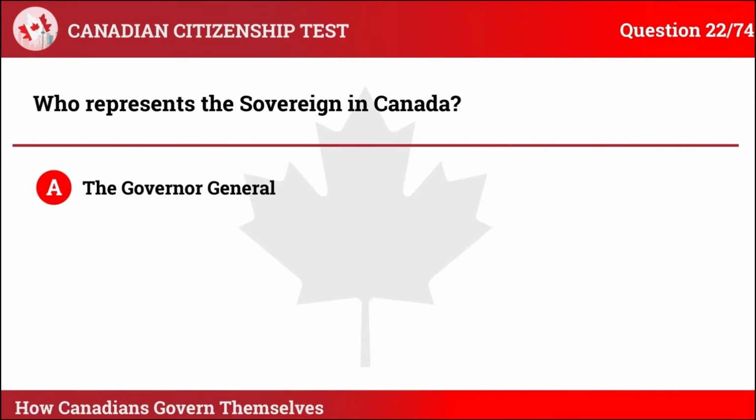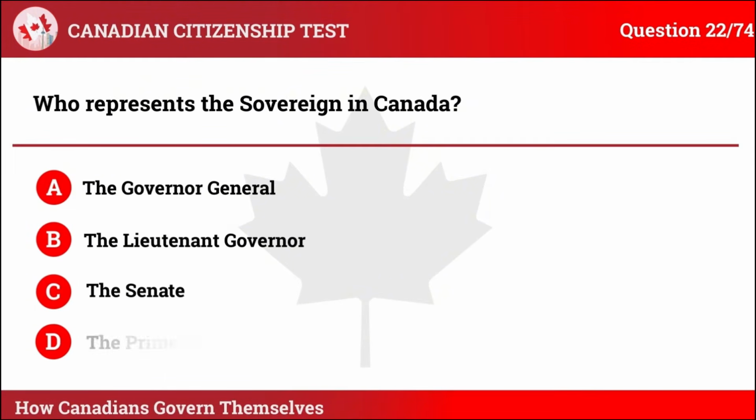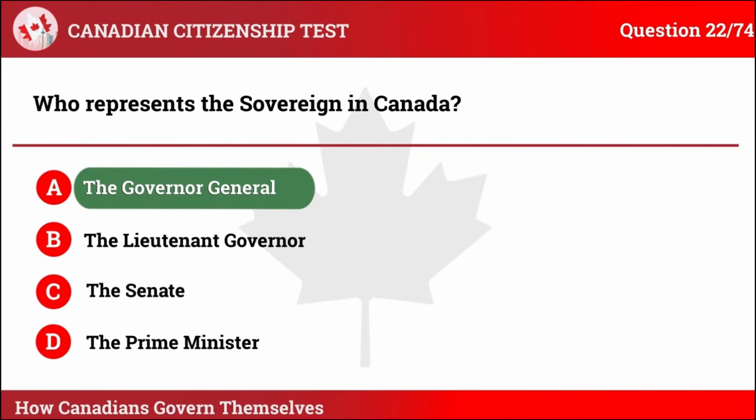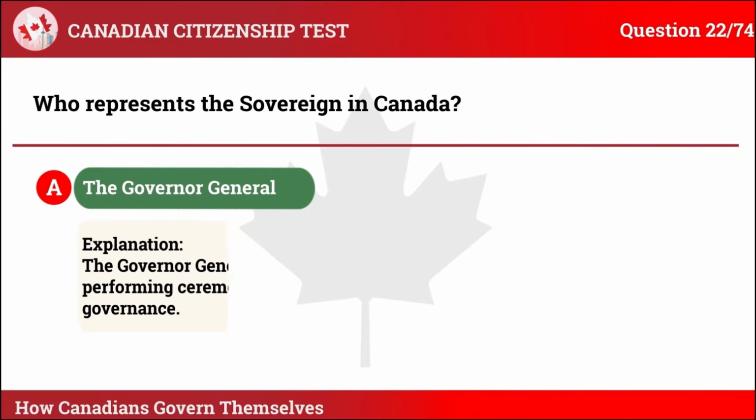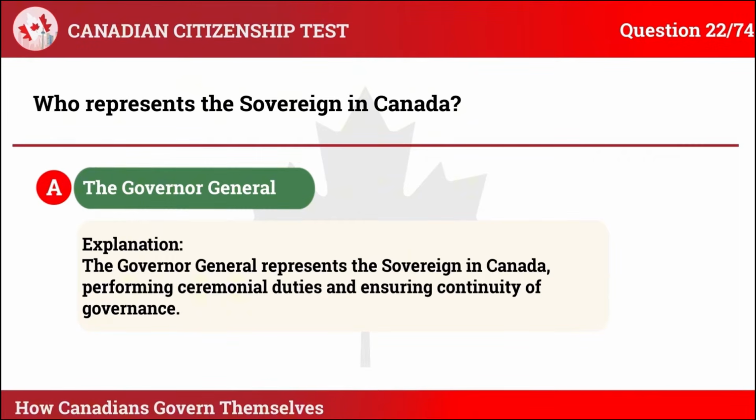A. The Governor-General. B. The Lieutenant Governor. C. The Senate. D. The Prime Minister. The correct answer is A. The Governor-General. Explanation: the Governor-General represents the sovereign in Canada, performing ceremonial duties and ensuring continuity of governance.